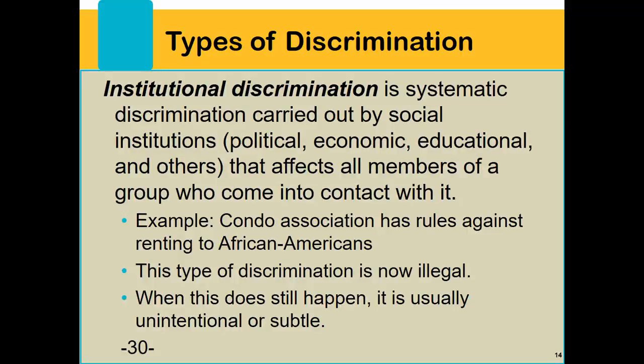Institutional discrimination, then, is systematic discrimination carried out by social institutions, so political groups, economic groups, educational groups, that affect all members of a group that come in contact with it. So an example of institutional discrimination would be something like the condo association has rules against renting to African Americans. Now, this type of discrimination is now illegal, but it still does happen, even though it's usually unintentional or subtle.